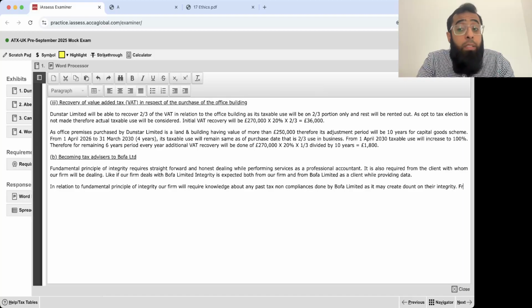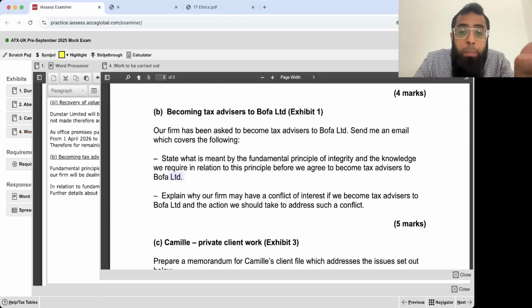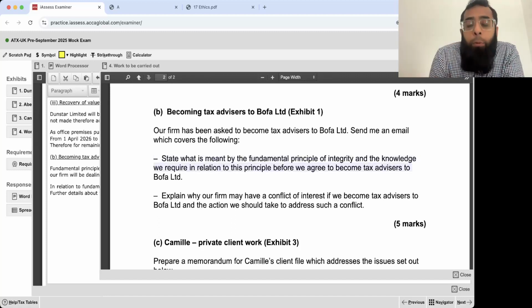Further, details about their business model may also provide us knowledge about the legitimacy of their activities. So what is the meaning of the fundamental principle of integrity and what you need to know about the client: their non-compliances, any legal issue, and whether they are doing legitimate business.